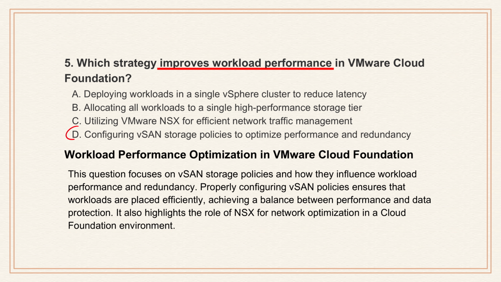Oh, okay, so it's not just about having a fast network. Right. You can have the fastest network in the world, but if your storage is slow or your servers are overloaded, you're still going to have problems. So it's about looking at the whole system. Exactly. Compute, storage, network, everything has to work together. And that's why those vSAN storage policies are so crucial. They're a key part of making sure your entire cloud foundation is running at peak performance.